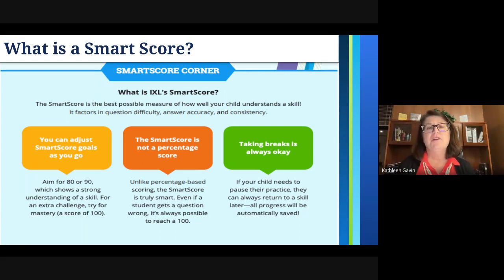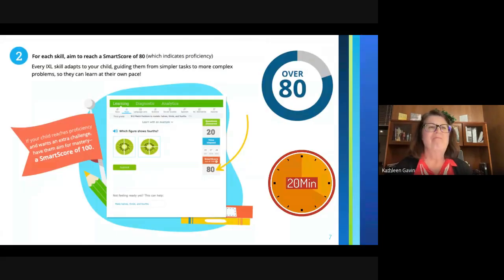Also, I would call your attention to the fact that it's okay to take breaks either within one sitting of working on IXL, or take breaks between days or weeks. IXL stores all of the students' data. So again, this is a great graphic that shows 80 is the target that we're working towards. And we encourage students, based on the research from IXL, to spend about 15 to 20 minutes a day on IXL in order to see the benefits from this program.